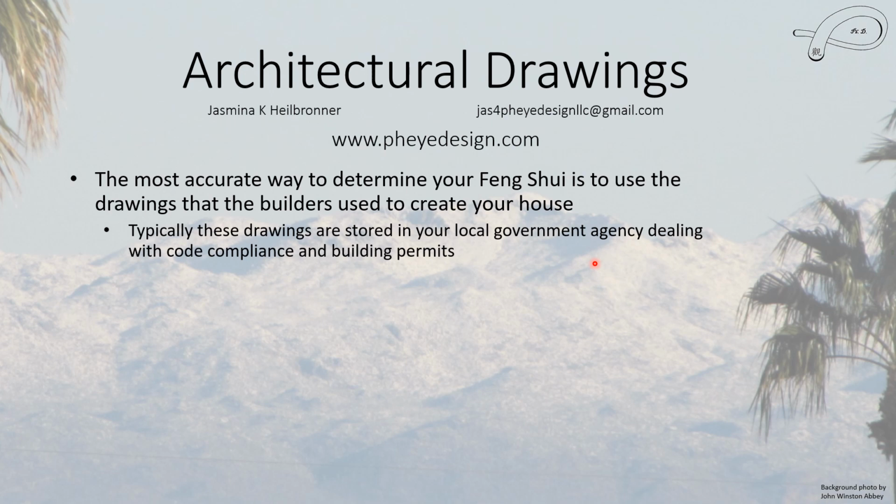It is the most accurate way. You'll be very clear if you use the architectural drawings. There are some cases where you need them, many cases you don't, but if you have those situations, you really want to do this. Now, you usually can get these drawings from your local government agency that deals with code compliance and building permits. And nowadays, you probably can get them electronically, and that will be cheaper. You do have to call them and deal with them, but it's not too bad.